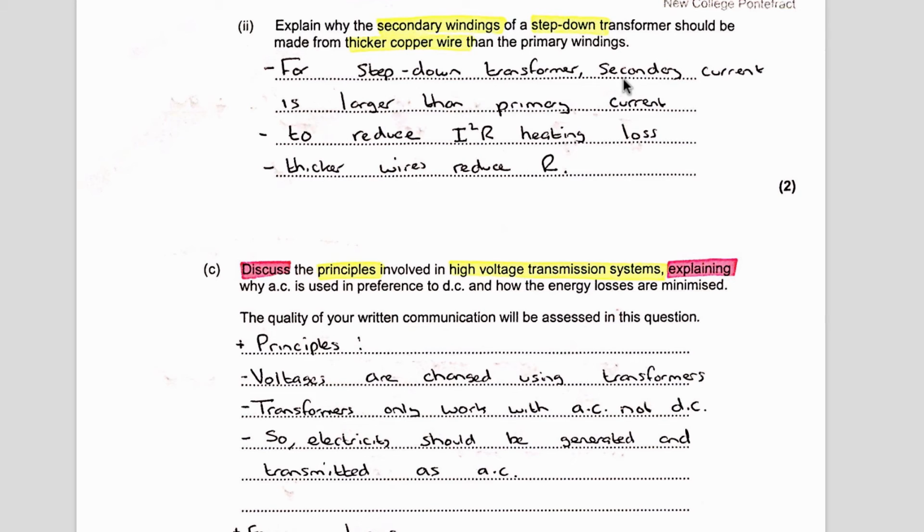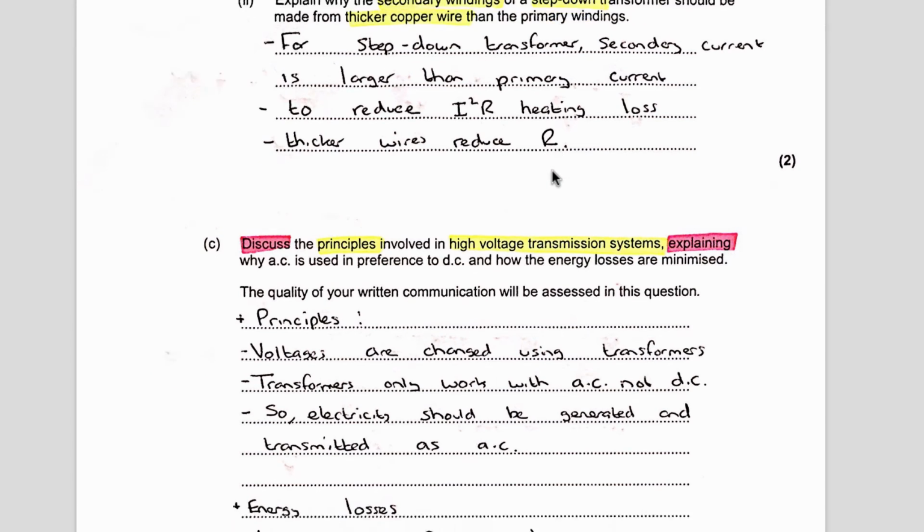In other words, the current in the secondary side of your transformer is bigger than it is on the primary side. And we want to reduce this I squared R heating loss, or this Joule heating loss. And the way we would do that is to make the wires thicker, because if we make the wires thicker, it reduces the resistance of the wires. So again, any two of those points will get you 2 marks.